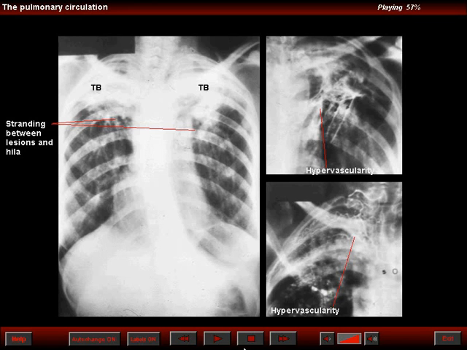We may see linear densities due to atelectasis, to fibrosis, to increase size of the bronchial arteries. All these constitute the differential diagnosis of linear densities. Occasionally tumor around the pulmonary artery and in the connective tissue around the bronchi, the so-called axial connective tissue, can also lead to stranding between a lesion and the heart.